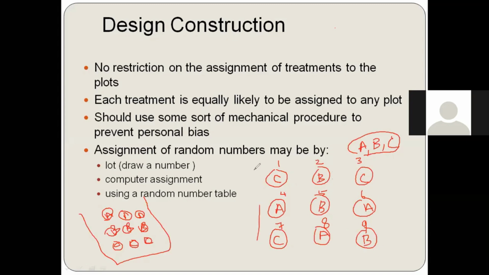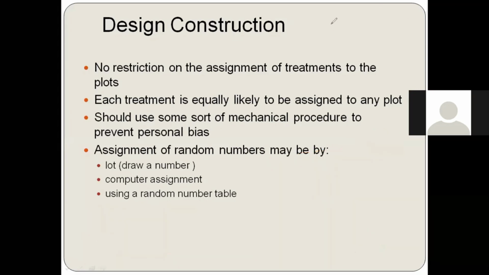So this is a typical randomization. I did randomization. You have to do randomization in such a way as to avoid bias. So write down the treatments on pieces of paper, put them into the box, take one by one, and assign those treatments to the numbered experimental units. So that is a simple way of doing randomization.